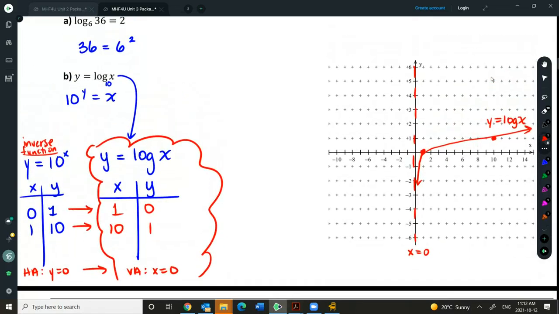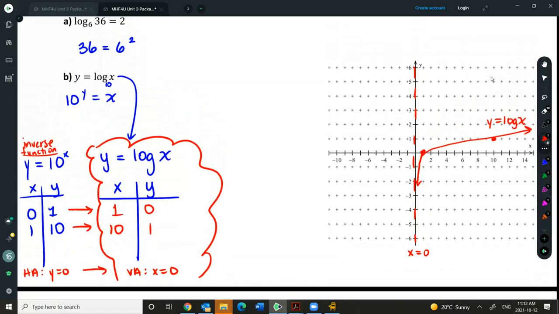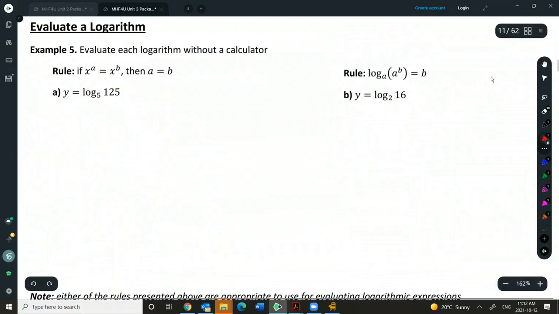Okay, any questions on this before we move to the last page here? Okay, last part is pretty quick.